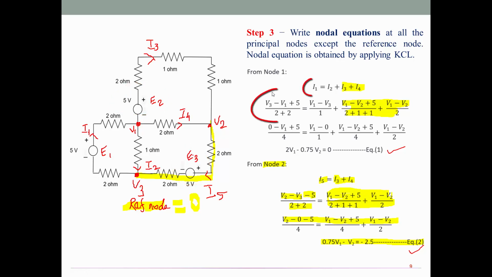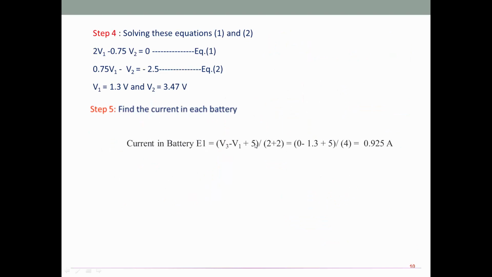Battery E1 has a current of I1, which is already calculated here in terms of an equation. Then the same equation is written here, substitute the values for V3 and V1. In fact, the V3 value is 0. You may get the answer as 0.925 amps.